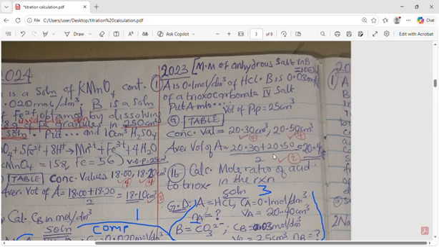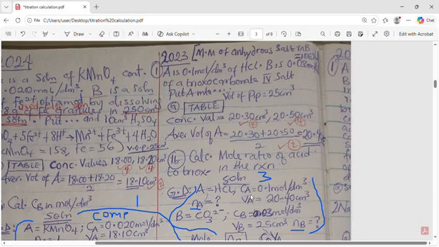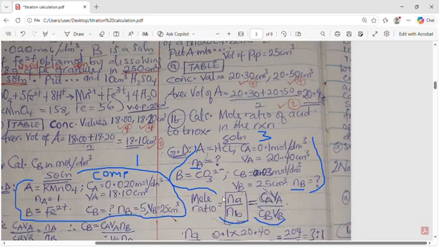You average volume, add them over 2. You get your mark there, 2 marks. So this one in cm³, put your unit every time. Then here now another question says calculate mole ratio of acid to trioxocarbonate in the reaction. Since it says to calculate mole ratio, it means first write out your parameters. These are the parameters, meaning NA and NB, they are not given. So they are the ones that will give us our mole ratio.